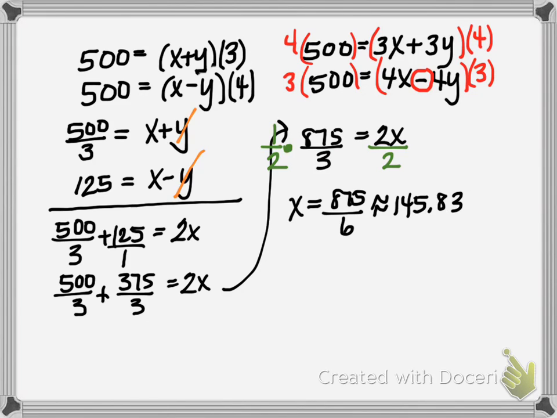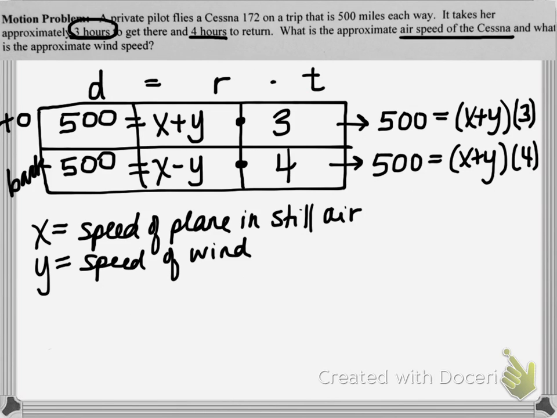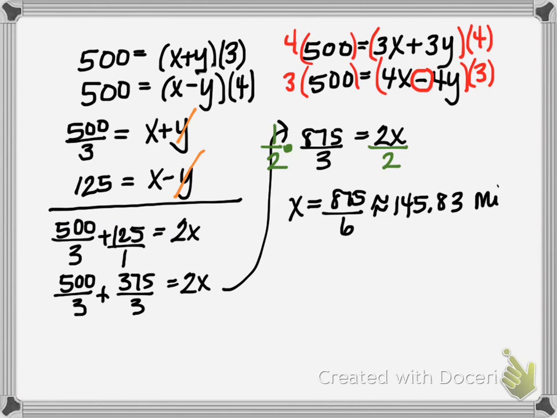Remember two things at the end of the problem, though. You always want to make sure that you've answered the question and you've included units. So going back to our original work, looking at my variable key here, x was the speed of the plane in still air. And the question asked for both the speed of the plane in still air and the approximate wind speed. So therefore, my units here would be miles per hour, since it's a rate, miles per hour, and this was the speed of the plane in still air. So my plane speed is 145.83 miles an hour.